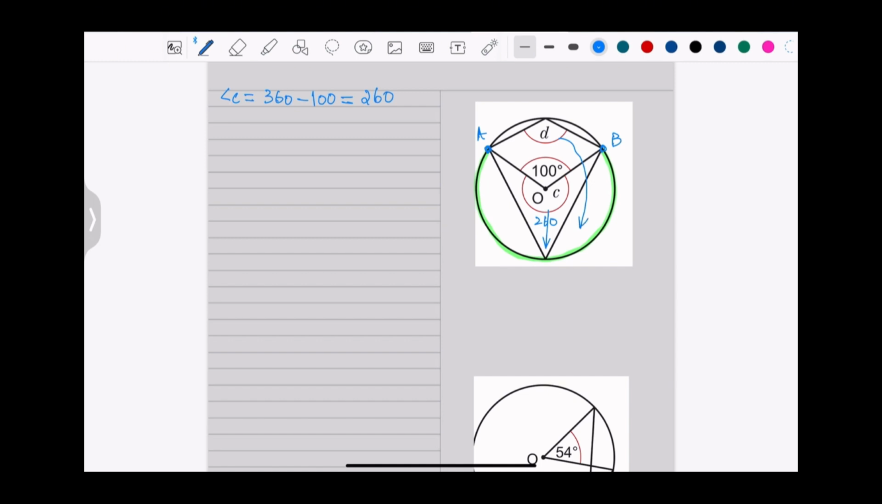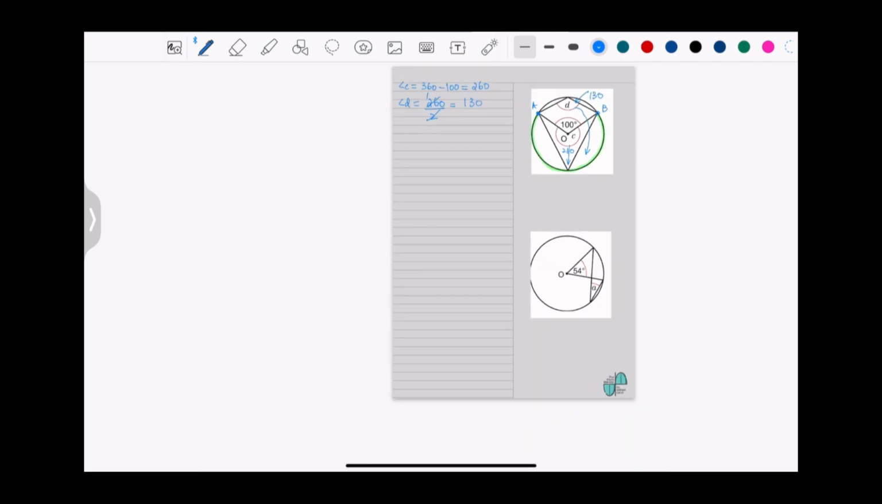You can check these 2 points. So D is going to be half of angle C. So 260 is going to be divided by 2. So angle D is going to be 260 over 2, which is 130 degrees. Now let's look at another example here.